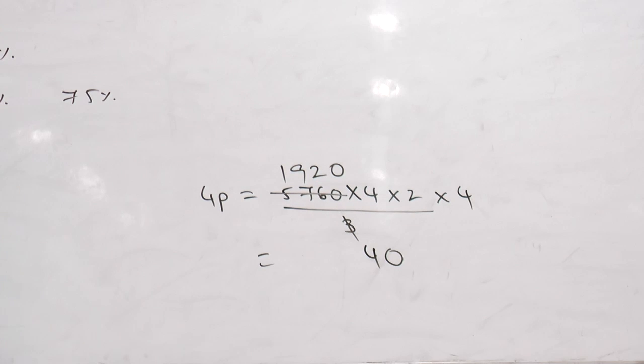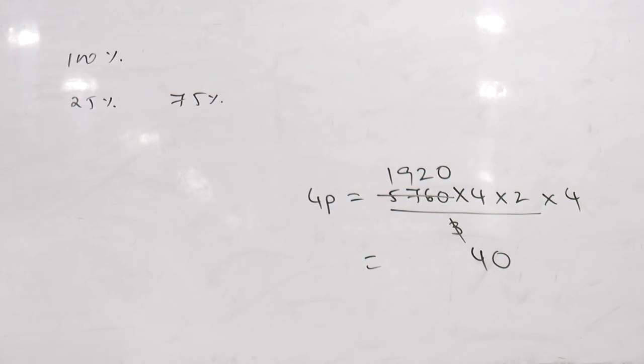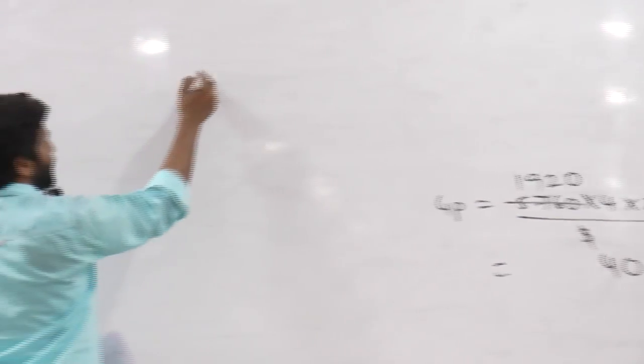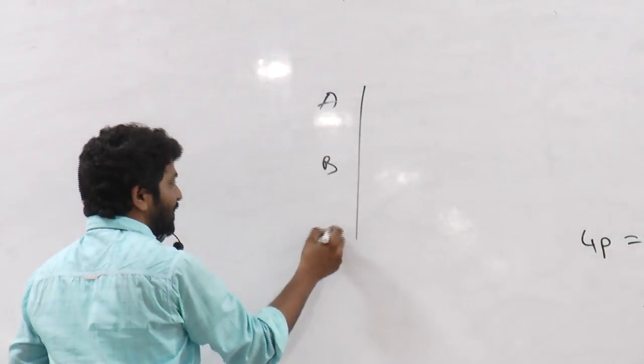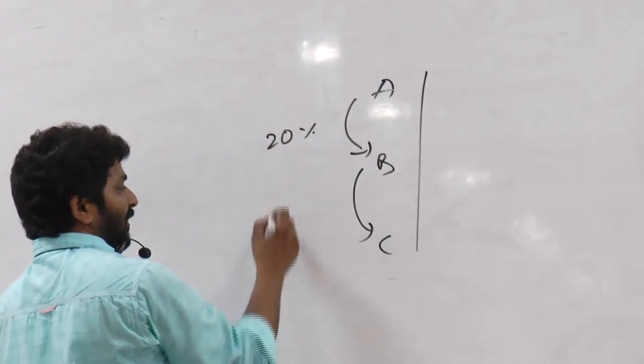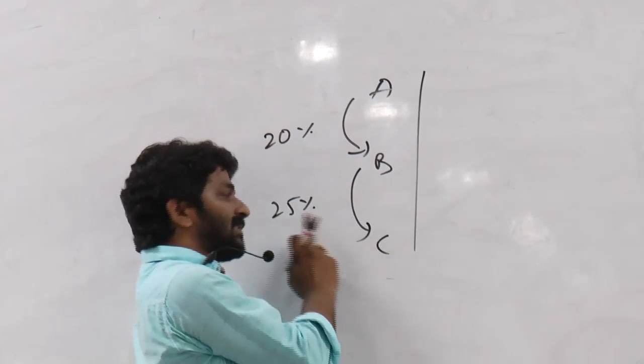Next, 63. A sells an item to B at a loss of 20%. B sells it to C at a loss of 25%. If C pays 3,000. Now, you understand the information. Here you have A, B, C. A sells it to B at a loss of 20% and B sells it to C at a loss of 25%.